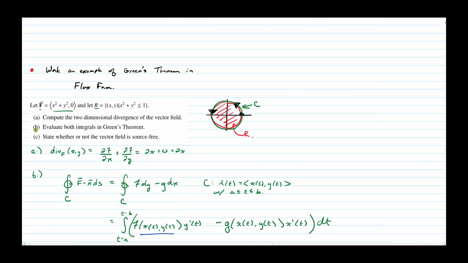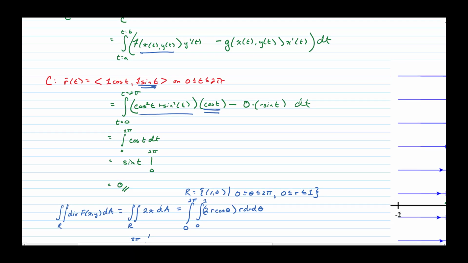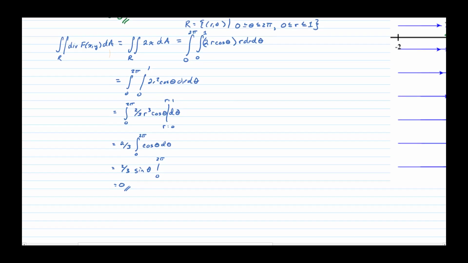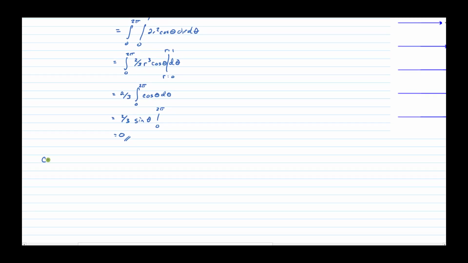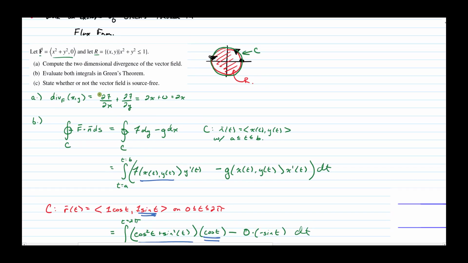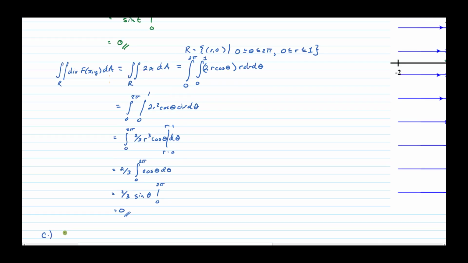So what we've done is we've verified Green's theorem, which states that we could either calculate the flux integral across the boundary of our region, or we could compute the divergence integral across the interior of that region. And in either case, we get the same quantity. Just to complete this, remember that we said that the entire region isn't source-free. There are places where the divergence is non-zero, so the vector field is not source-free.